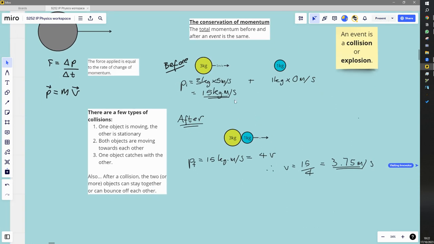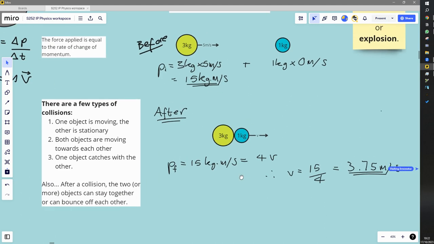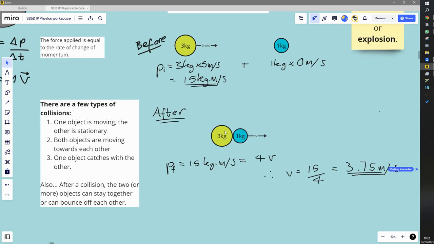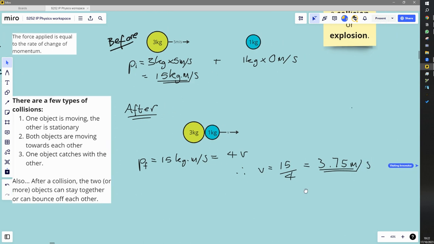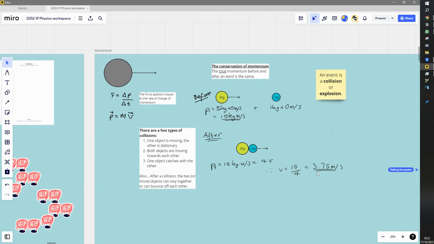So because of the conservation of momentum, that's going to be the same afterwards. And again, it's equal to mass times velocity. The mass is 4 kilograms because I've added them together, and then we multiply it by the velocity v. So to find the mystery velocity, we rearrange the equation: 15 over 4, and that's equal to 3.75.